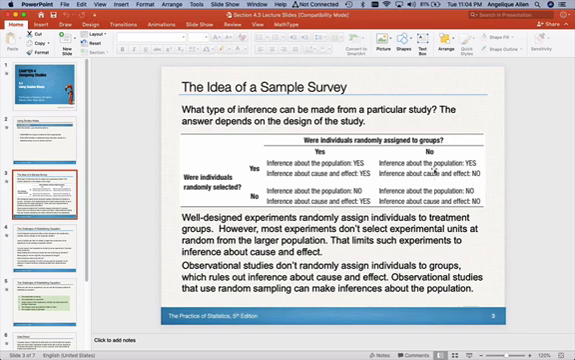And then flip-flop that. Let's say you do have a randomly selected sample, but you handpick them into groups. Then you can make inferences about the whole population, but you would not be able to make inference about cause and effect. So you will have to remember this. This is not on a formula sheet anywhere. That is a key idea in this class.